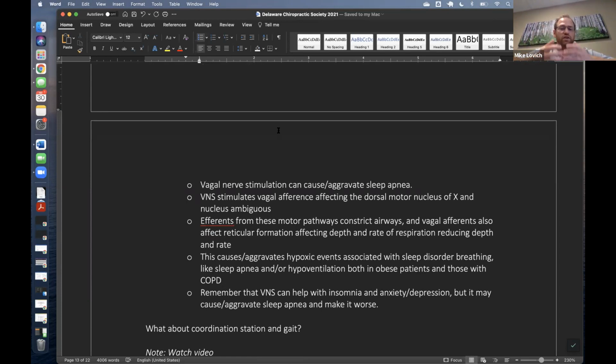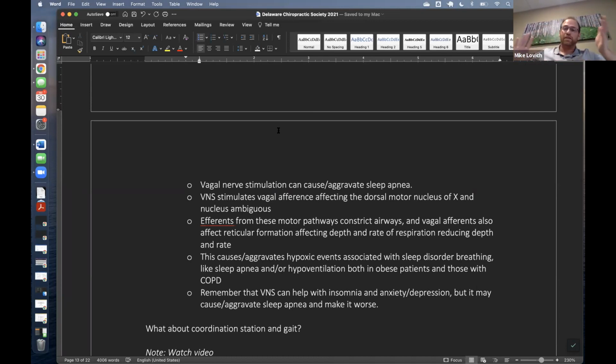Vagal afferents also affect the reticular formation, which is in the brainstem, affecting depth and rate of respiration, reducing depth and rate. This causes and could aggravate hypoxic events associated with sleep-disordered breathing, like sleep apnea and/or hypoventilation. Both of these are seen in obese patients, and both of these are seen in COPD patients. And it's a pathological end.